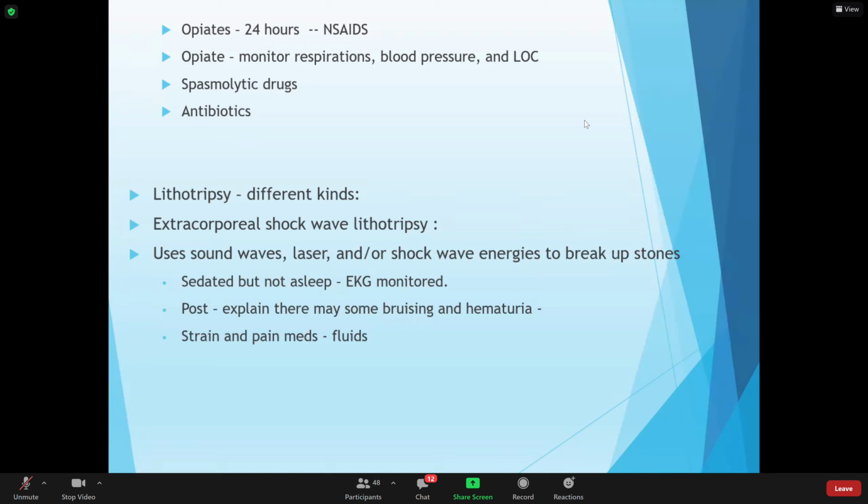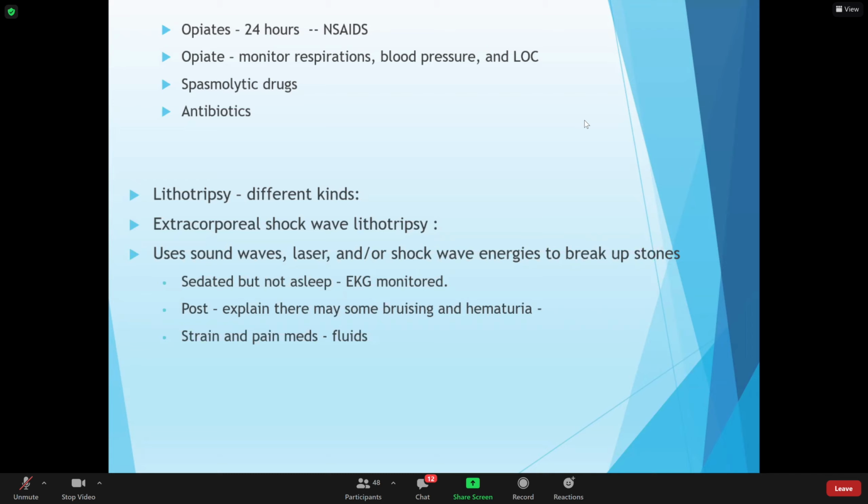So the patient's sedated, they're not fully safe, but after we do that, remember, it's okay. They're going to expect some bruising and some blood in the urine from us breaking up that stone. That would be acceptable. That would be what we would expect to happen.